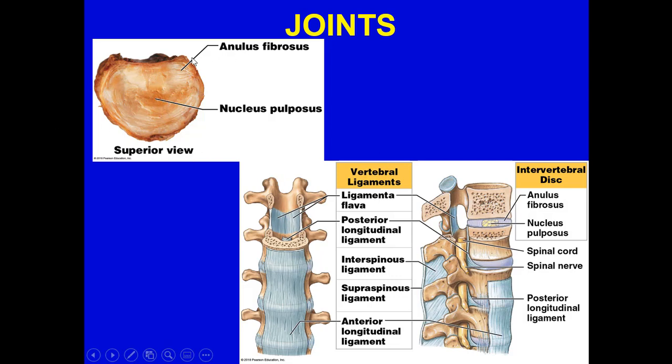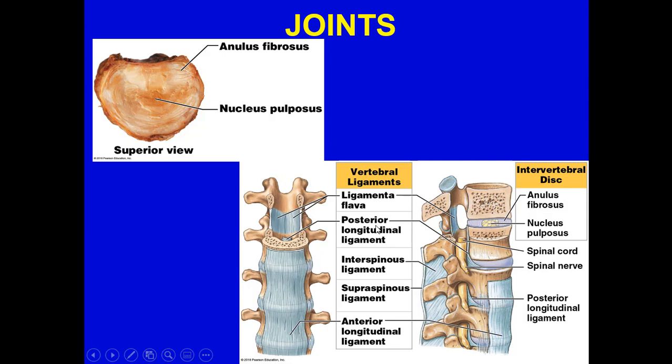Okay, here's where the nucleus pulposus is. This is a superior view. Here's your annulus fibrosus around here. What happens if we have a rupture of that disc? This is going to start literally getting pushed out and beginning to put pressure onto the vertebral spinal cord nerves. But let's take a look at the vertebral ligaments.